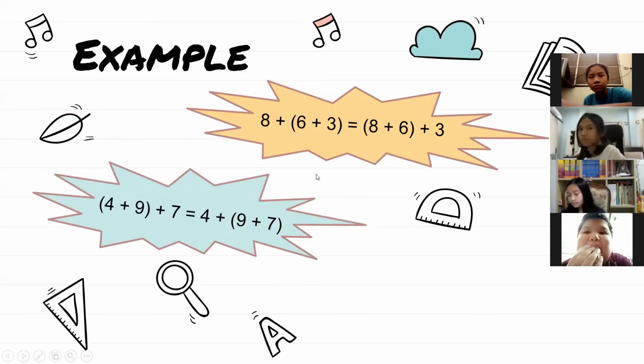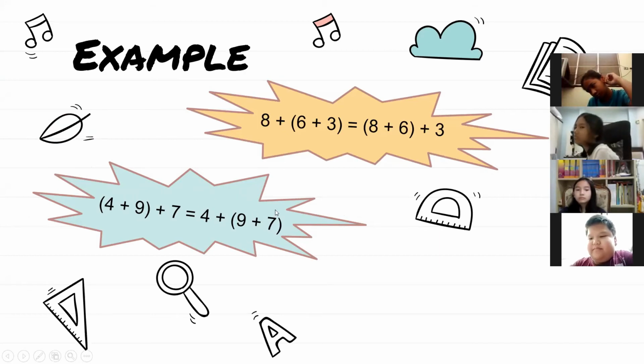Next, we have 4 plus 9 plus 7. What is our answer? 20. So here we have 4 plus 9 plus 7 equals 4 plus 9 plus 7. Or we can arrange this as 7 plus 9 plus 4. We will still get the same answer. You understand?